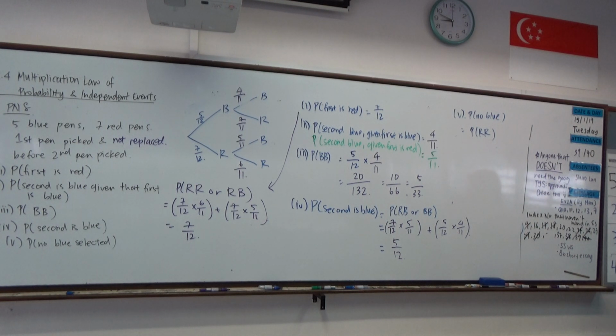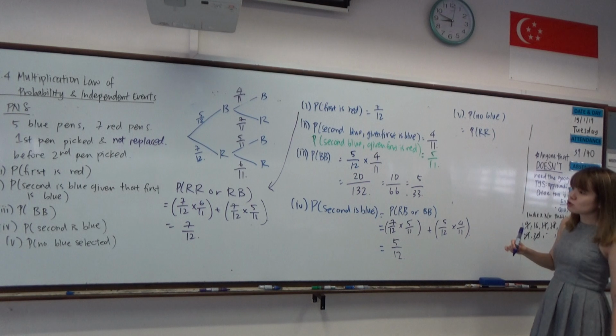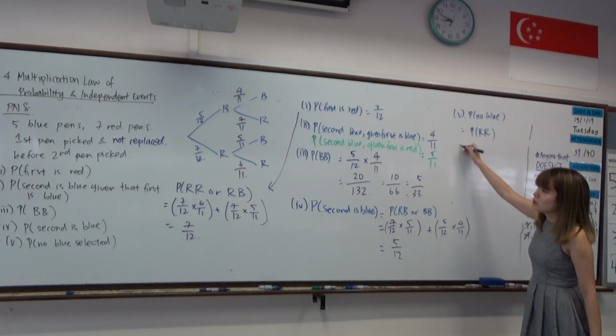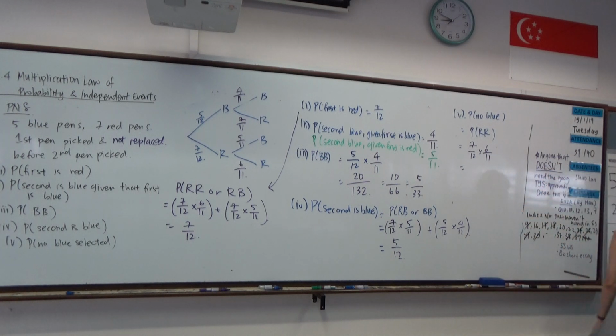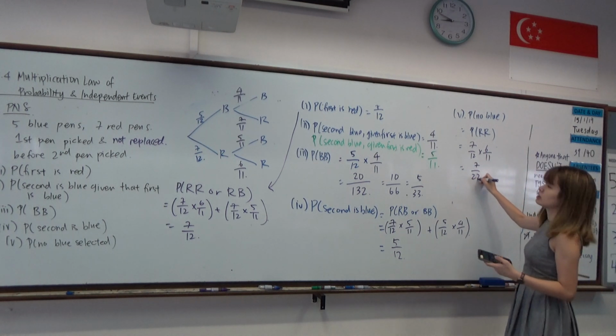Then for part 5, probability that there are no blue pens. So that means both red. So 7 over 12 times 6 over 11. So 42 over 132, which is 7 over 22.